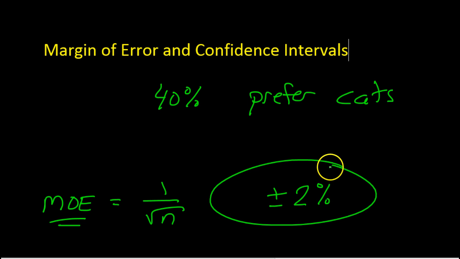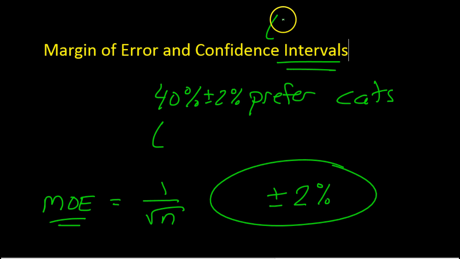And that's where margin of error comes in, because then I would add or subtract that 2%, and that gives me an interval. If I subtract the 2, that's 38%. If I add the 2, that's 42%. So give or take 2%, the 2% is the margin of error. And we could say that it's likely that the actual percentage of the population that prefers cats is between 38% and 42%.